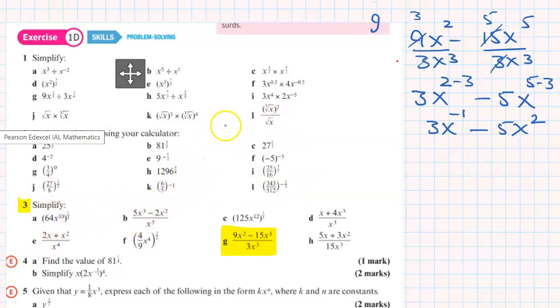Now we have 2 examinable questions. You will get this kind of question. So let's do one question. I'm doing the 4th one, you do the 5th one. Question number 4.